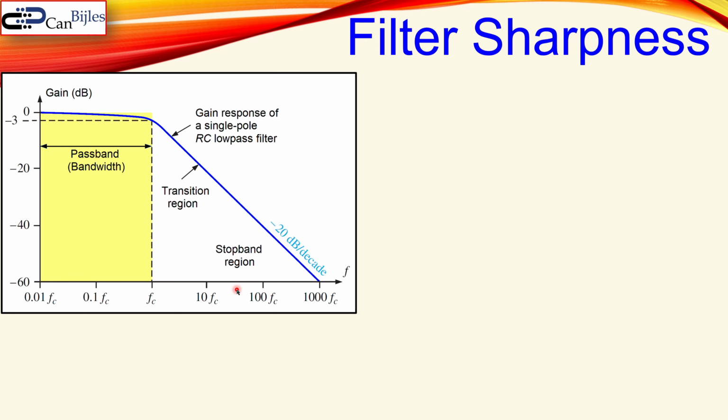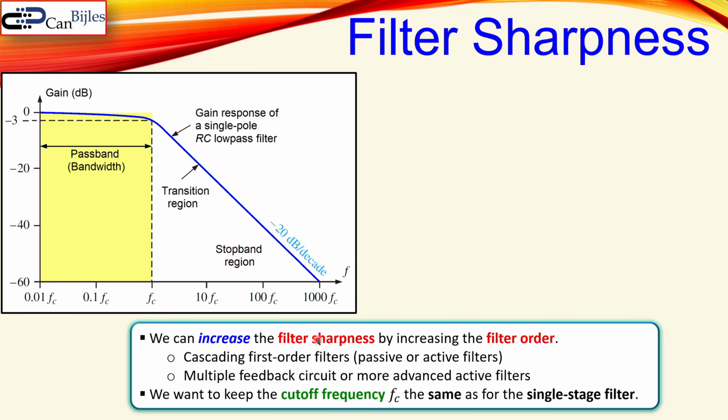So going down faster. We can increase the filter sharpness and make it more ideal by increasing the filter order. And by increasing the filter order, we need to add more components, so more complexity. That can be done by cascading first order filters. That can be done in passive or active form. You can use multiple feedback circuits or more advanced active filter circuits. We can keep the cutoff frequency the same for single stage filters. That is actually what we want.